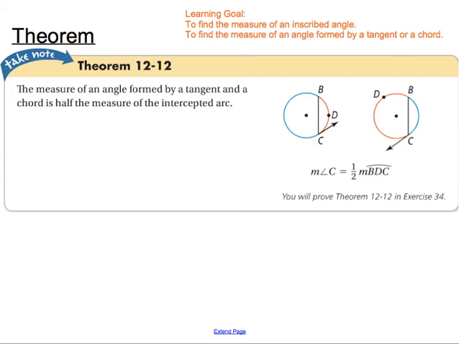Our final theorem of the day says that the measure of an angle formed by a tangent and a chord is half the measure of the intercepted arc. So you can see sometimes it's inside the circle, sometimes it's the larger part of the circle. But in this case, that angle with the tangent and the chord is still half of the intercepted arc.